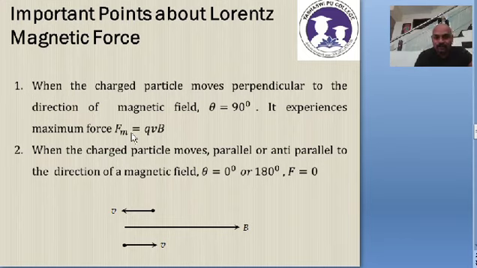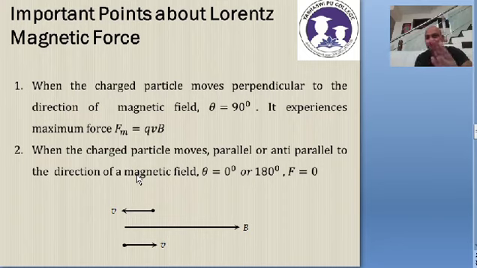The next important point: suppose the same charge is moving parallel to the magnetic field. Now the velocity vector and the magnetic field make an angle theta equal to 0. Sin 0 is 0, therefore the force is 0. Even if the charge is moving anti-parallel to the magnetic field, that is, in the direction exactly opposite to the magnetic field, velocity and magnetic field are opposite, so theta is 180. Sin 180 is again 0, therefore the force is 0.